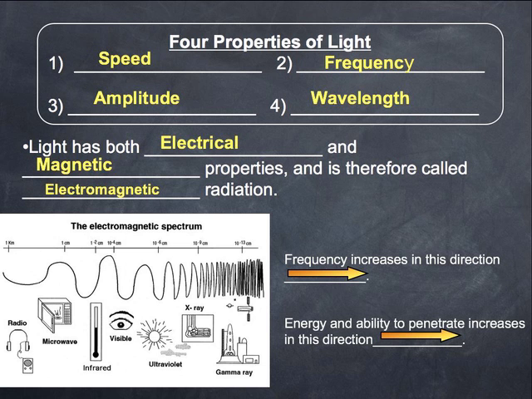If we move up, think about X-rays. Are X-rays able to penetrate into our body? Yes, that's how they're used to make an image of our bones. Things like gamma rays can penetrate and can be very damaging to a person because they can penetrate into our skin and damage our cells.